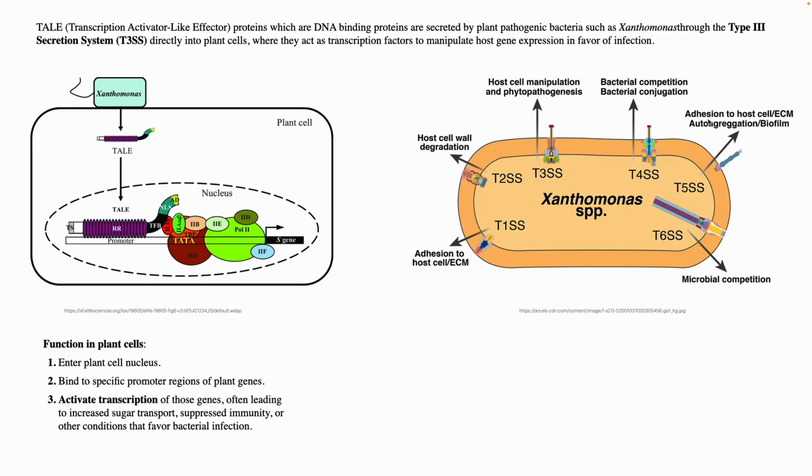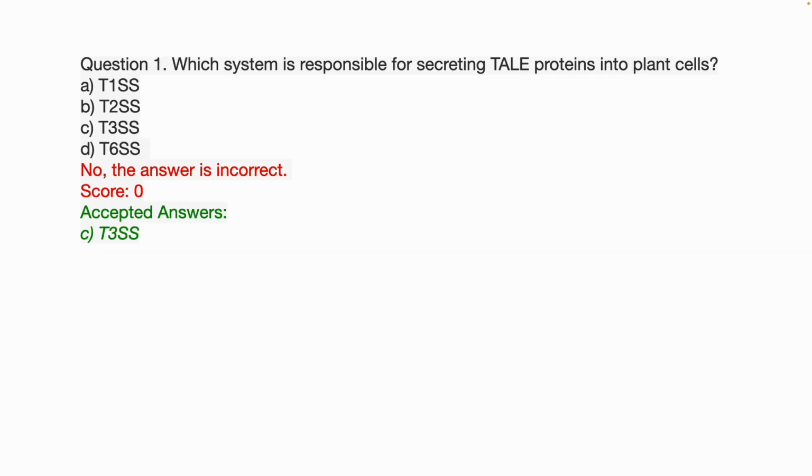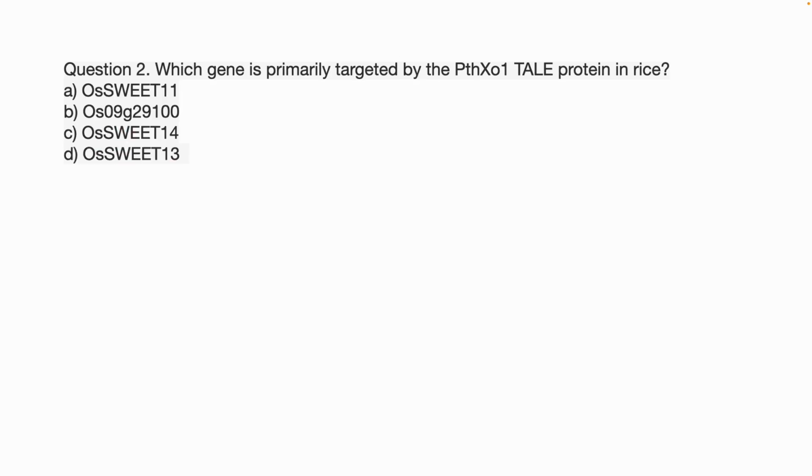The T6 secretion system is involved in microbial competition. The correct option for question 1 was T3 secretion system. Question 2 was, which gene is primarily targeted by PTH-XO1 TAL protein in rice? You can try to answer this question.